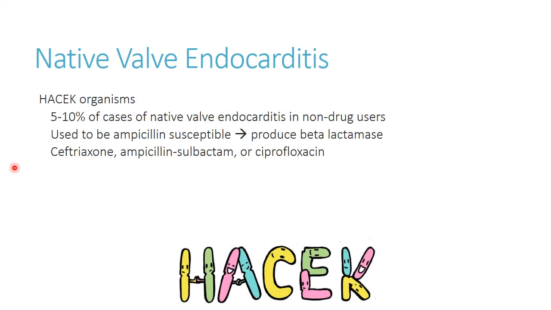Now, if you have some of these HACEK organisms, we'll see about 5 to 10 percent of cases of native valve endocarditis in non-drug users. A lot of them end up being susceptible to ampicillin, but over time you start to see more resistance to that. So we can utilize a beta-lactamase inhibitor with ampicillin, something like Unasyn, the ampicillin sulbactam, would be fine. Cipro you could also potentially use if they had an allergy, or ceftriaxone could also get this. So you have a couple options if you have one of these HACEK organisms.